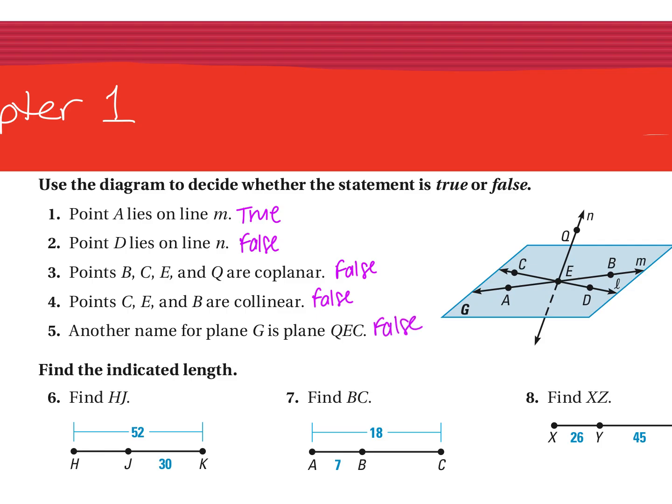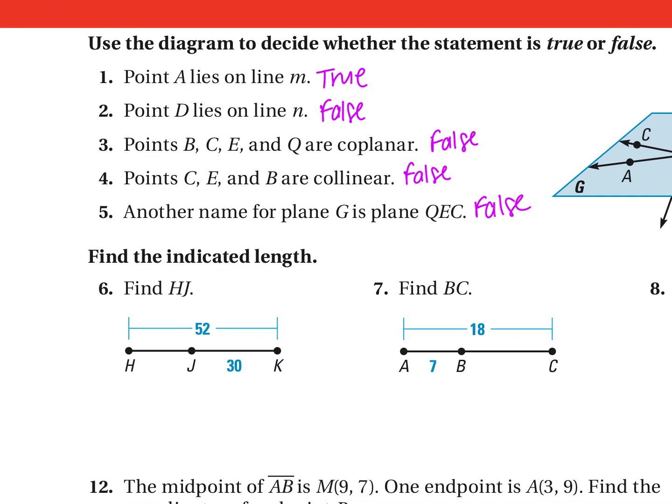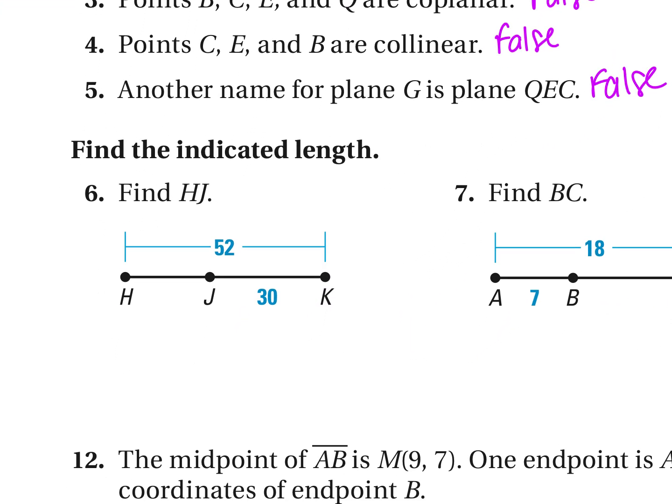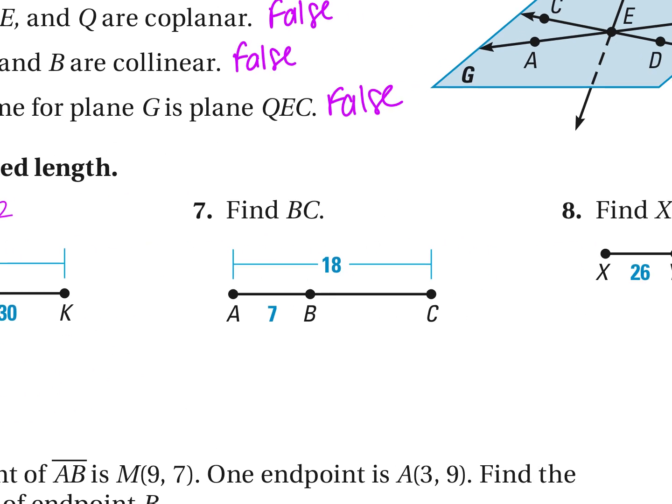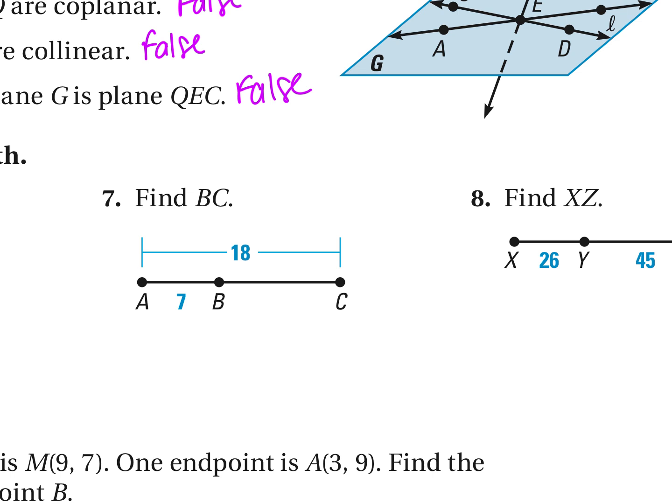All right. Looking at the next 3. Find the indicated length. So for this one, they're giving me my whole line and part of my whole line, all I have to do for this is subtract. So 52 minus 30, that's going to give me 22. So my measurement for HJ is 22, not degrees. Same thing here. They're giving me my whole and a part. So I have to subtract 18 minus 7. I'm going to get 11.